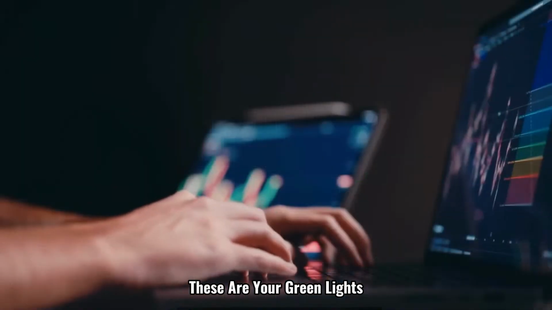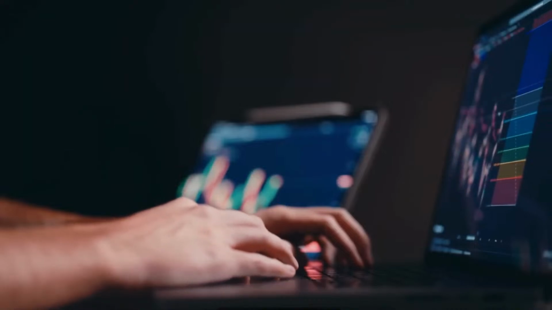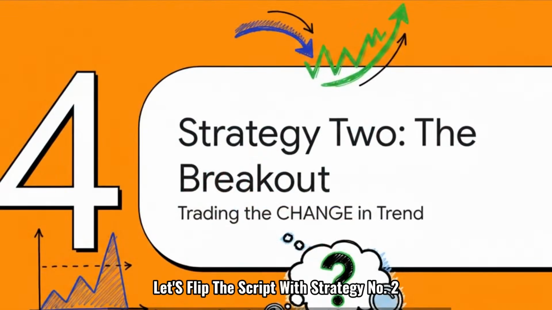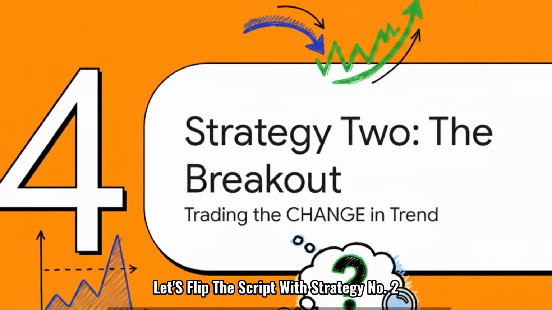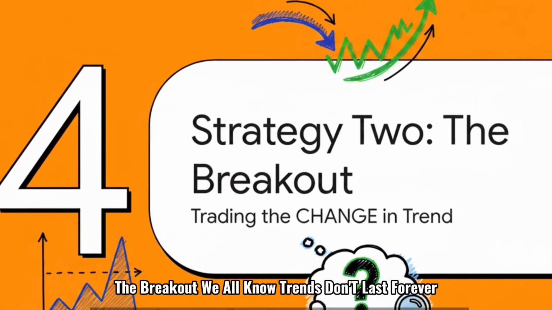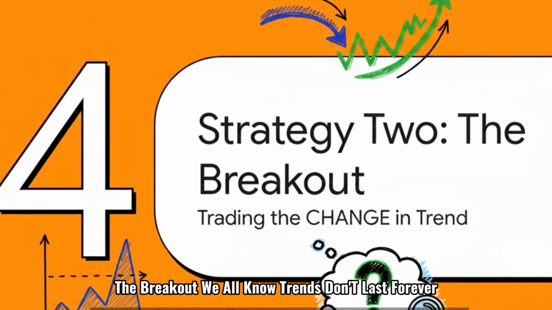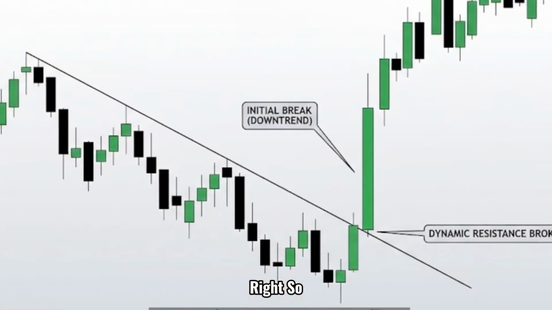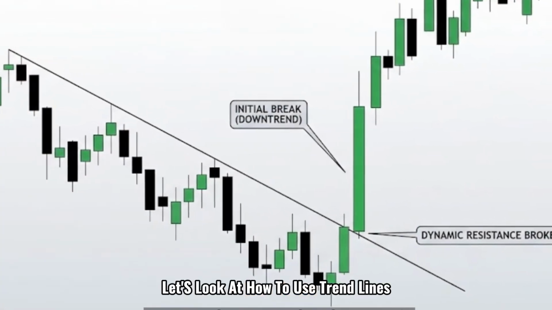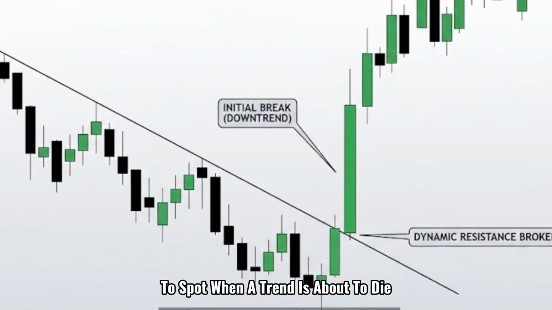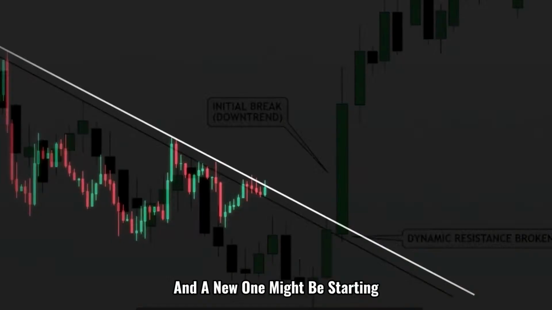These are your green lights. They tell you, okay, the bounce is real. All right, let's flip the script with strategy number 2, the breakout. We all know trends don't last forever, right? So, let's look at how to use trend lines to spot when a trend is about to die and a new one might be starting.